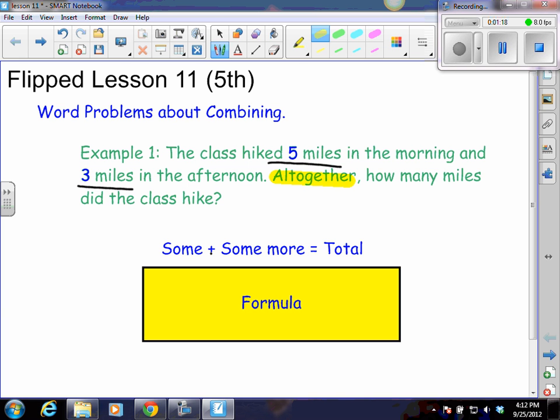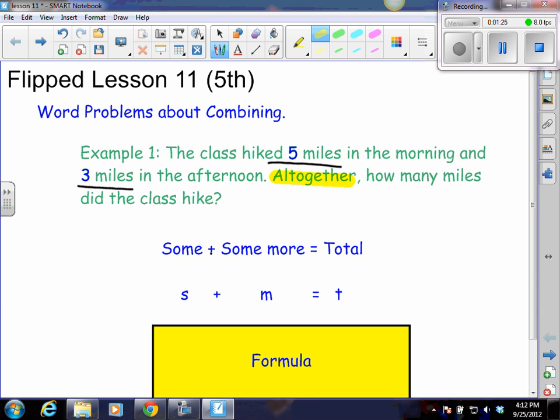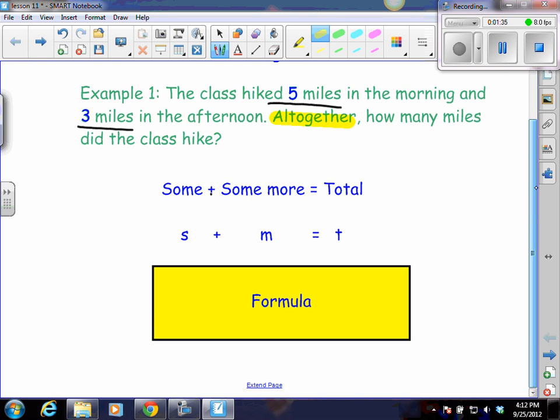Now, as we look at this formula, sum plus some more equals total. To make it a little bit easier to remember, we can do some quick abbreviations and see that sum stands for S, plus M, which stands for some more, equals T, which is our total. And so we can look at this idea.